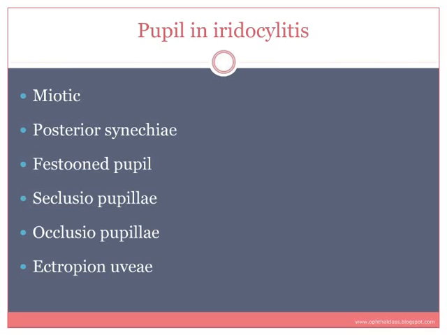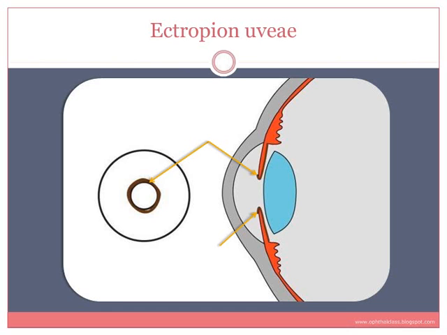Another change which can be seen in the pupil in uveitis is ectropion uveae. This is a diagram of ectropion uveae. When exudation on the anterior surface of the iris gets organized and it contracts, it can actually pull the posterior pigment epithelium of the iris forward around the pupil, resulting in dark brown pigmented area around the pupil on the anterior surface. This is called ectropion uveae.